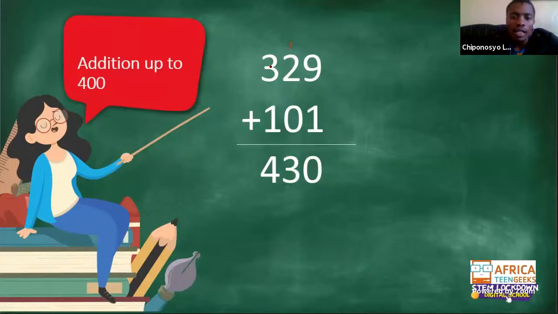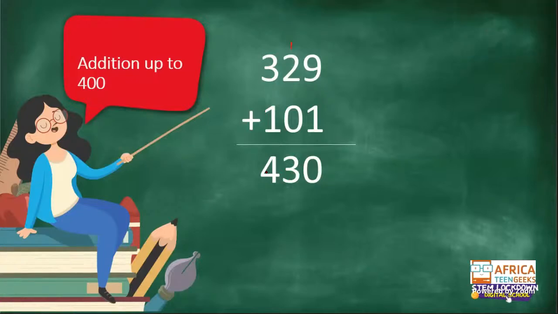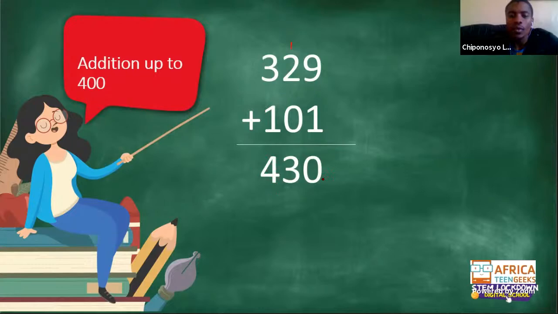And then 300 plus 100 is 400. So our final answer is 430. Then you are done.